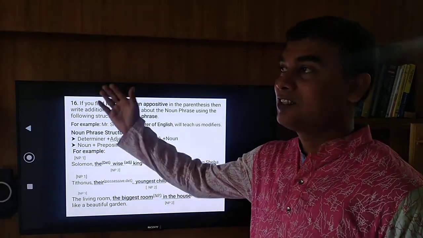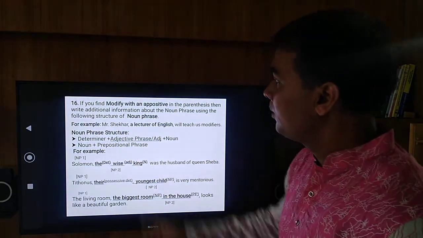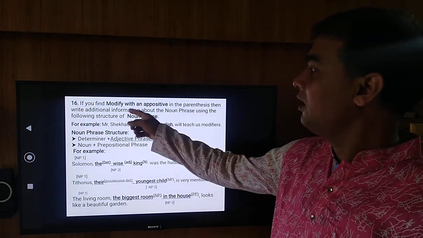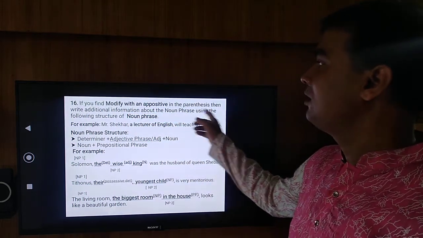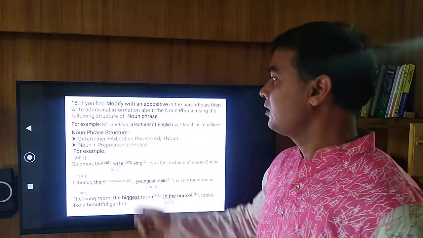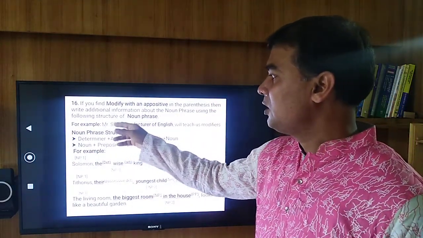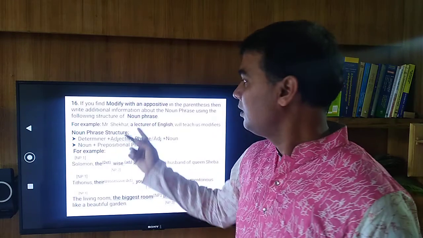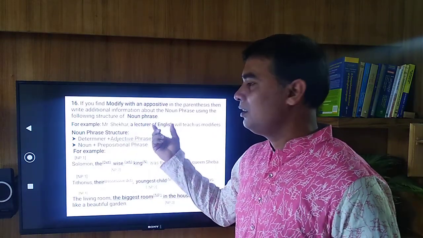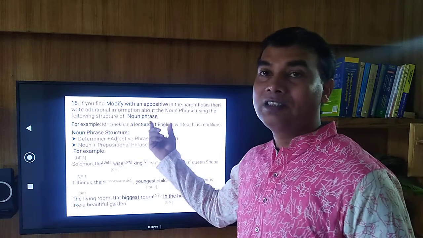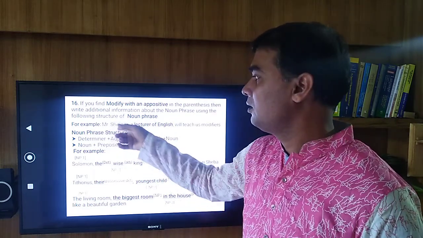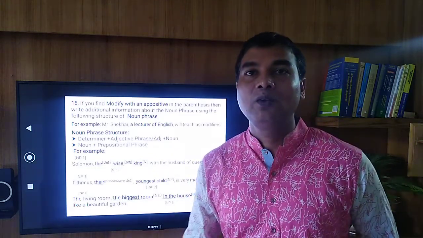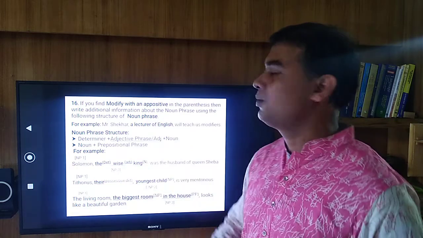So we will start from 16. You see, if you find modifier with an appositive in the parenthesis, then write additional information about the noun phrase using the following structure. You see, this is the example: Mr. Shekhar, a lecturer of English, will teach us modifiers. Here, a lecturer of English is an appositive because it gives the additional information of the subject noun Mr. Shekhar.